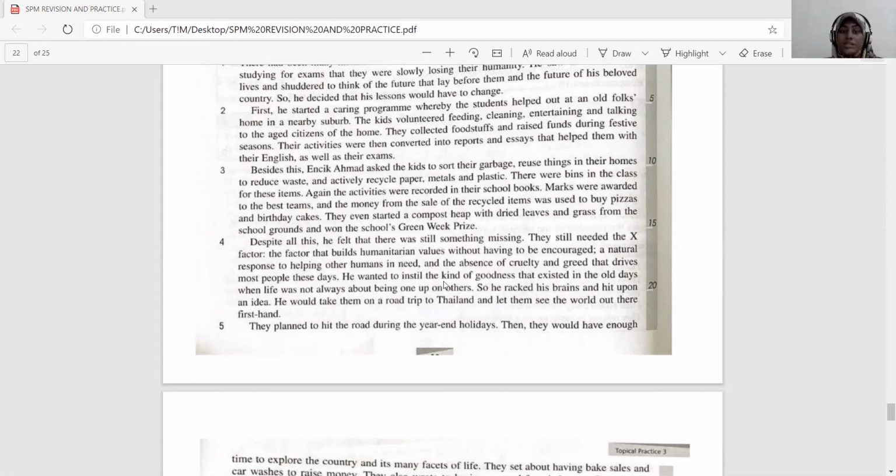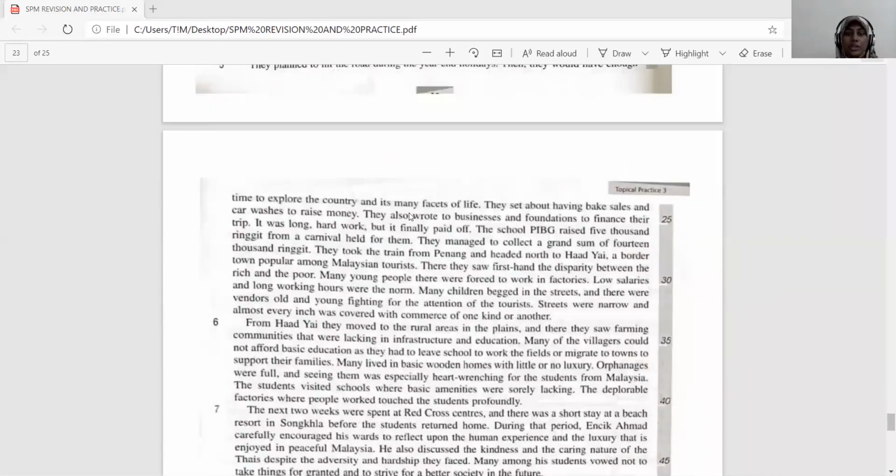He wanted to instill the kind of goodness that existed in the old days when life was not always about being one up on others. So he racked his brain and hit upon an idea. He could take them on a road trip to Thailand and let them see the world out there firsthand. They planned to hit the road during year-end holidays. Then they would have enough time to explore the country and its many facets of life. So now he has come to another activity where he wants to bring them for a field trip.